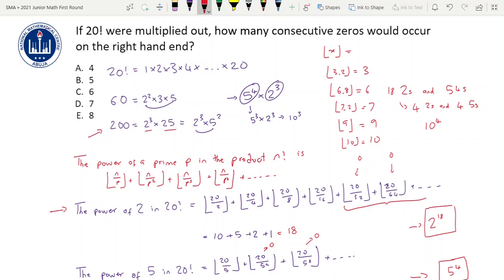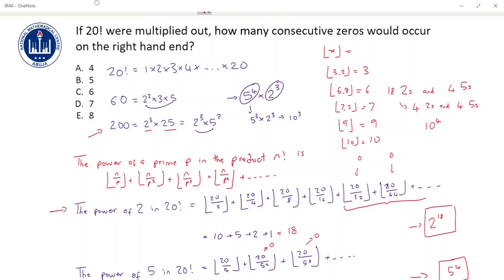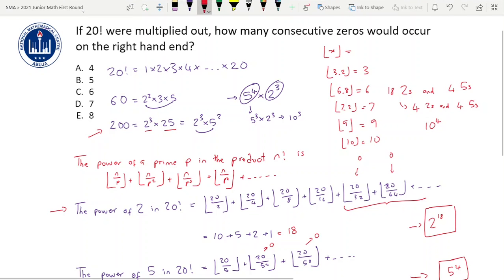And in our question, we have 18 twos and 4 fives. So since we have 18 twos and 4 fives, 4 of the twos and 4 of the fives will multiply each other to give us 4 pairs of tens. Those 4 tens are going to result in 4 zeros at the end of 20 factorial. So the correct answer to this question that we're solving is A. So that's how to go about solving this question.